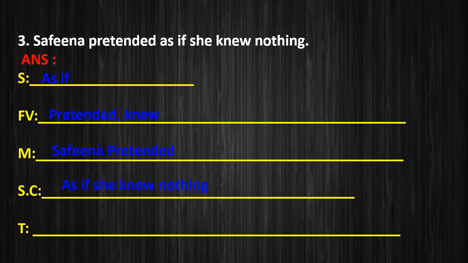Now it's time to ask the question. Safina pretended. This time, is the question how working? Yes, it is. How did Safina pretend? As if she knew nothing. Hence, this time the correct answer is adverb clause of manner.